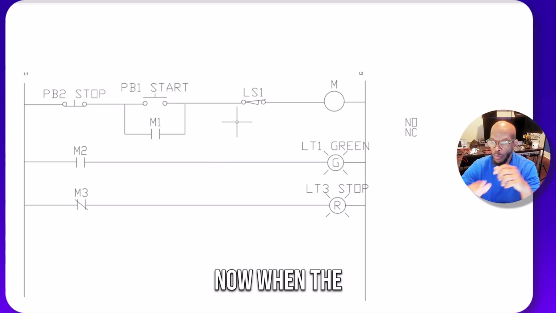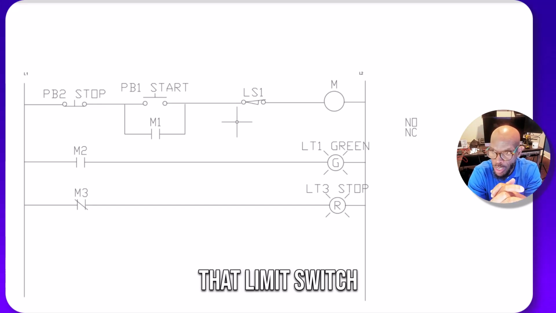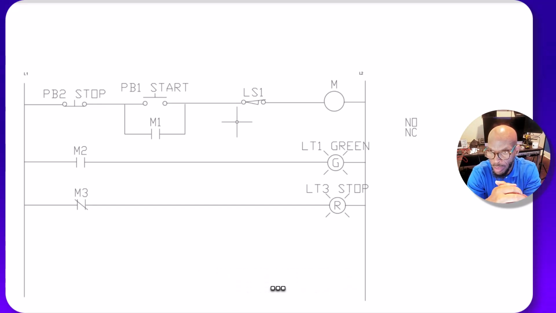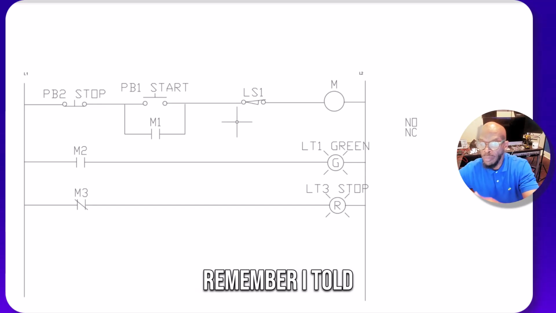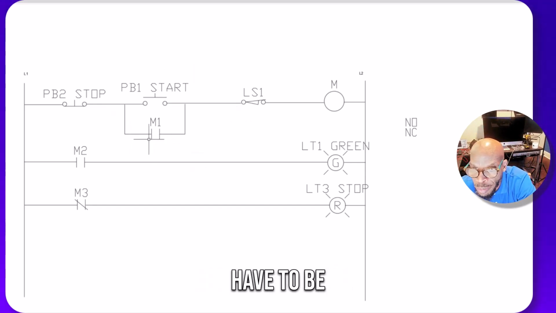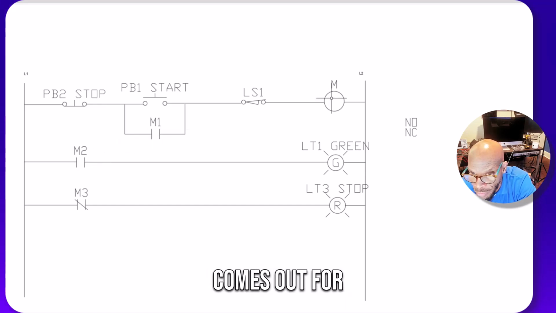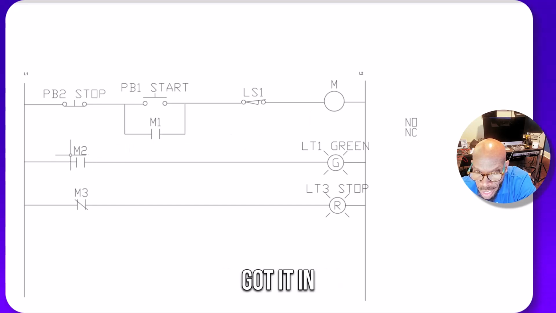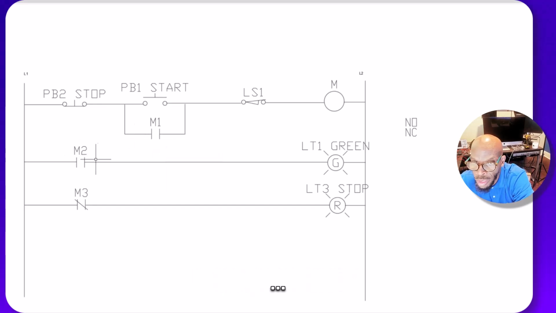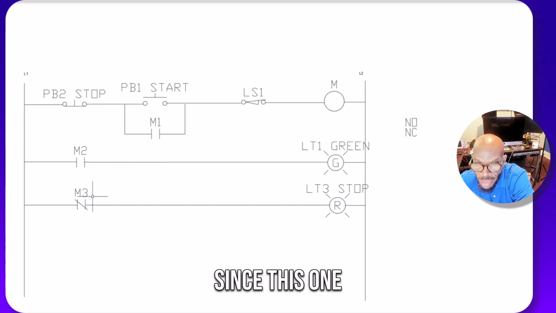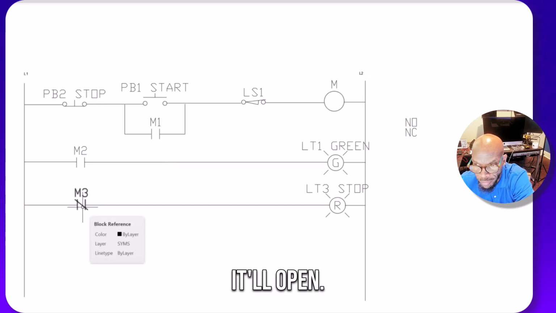Now, when the device or whatever it is gets to that limit switch, and after it runs for a while, then that limit switch will open and it'll make that motor stop. But while the motor is running, remember I told you about all the contacts. So you have to be able to find all the contacts that come off of M. So you've got one in this run, you've got it in this one, and you've got one in this one. So these two right here are going to close, since they're normally open, they are closed when M is energized. Since this one is closed, it'll open.